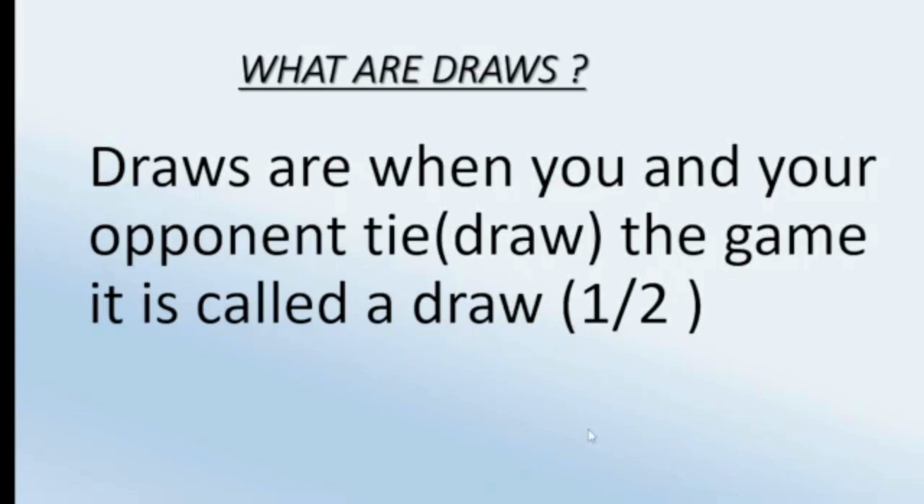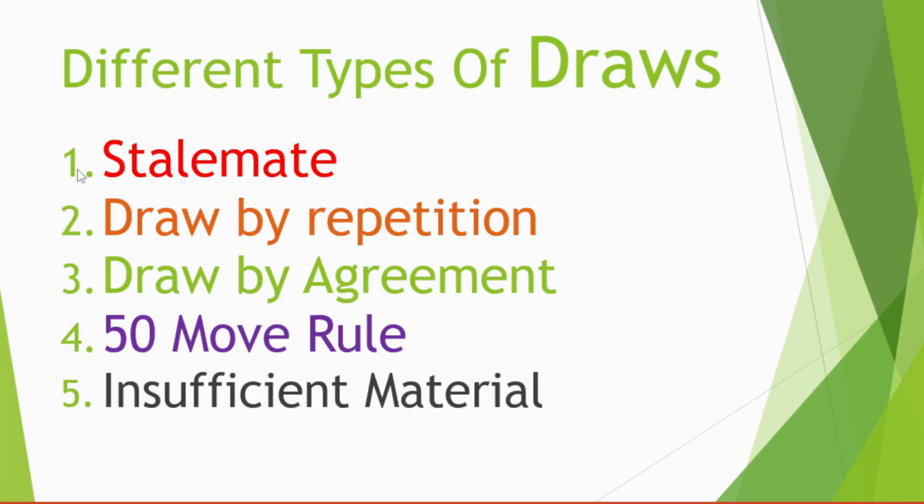So there are different types of draws. Let's learn about them all. Let's go. Number 1, stalemate. Number 2, draw by repetition. Number 3, draw by agreement. Number 4, 50 move rule. And number 5, insufficient material.